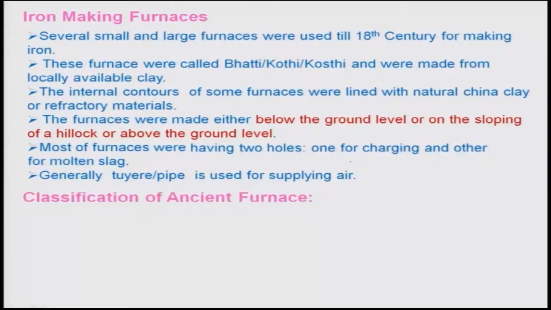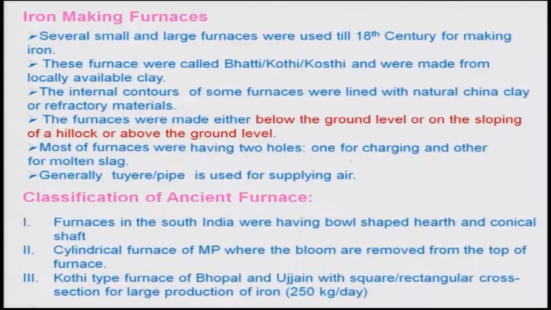In the classification of ancient Indian furnaces, furnaces in South India had a bowl shaped hearth and conical shaft. Cylindrical furnaces of Madhya Pradesh had blooms removed from the top of the furnace. Kothi type furnaces of Bhopal or Ujjain had a square or rectangular cross section for large production. That means they were getting something like 250 kg per day, which is quite a huge amount compared to other furnaces at that time.